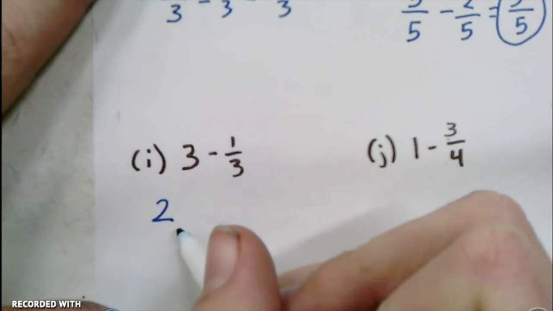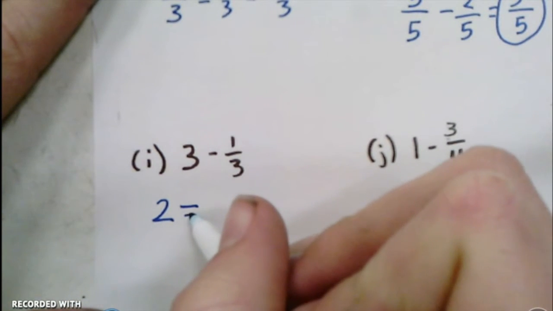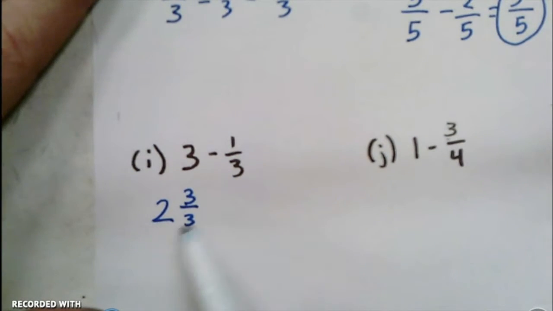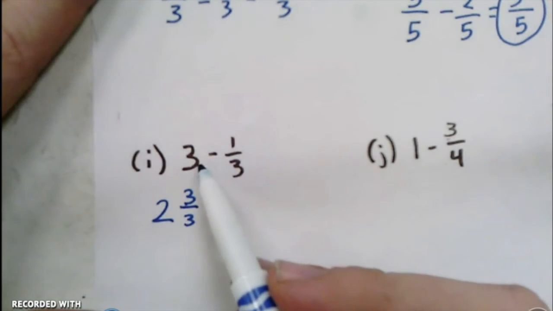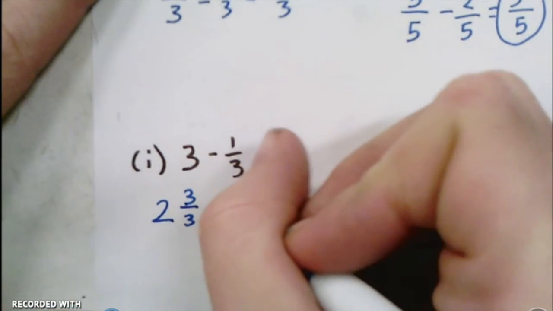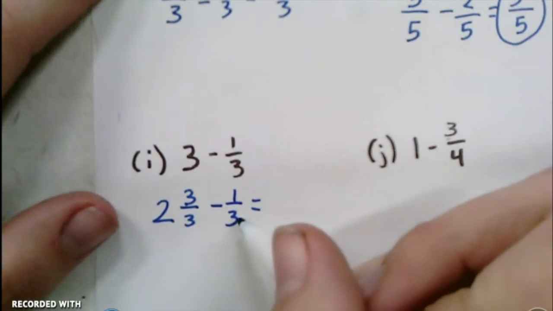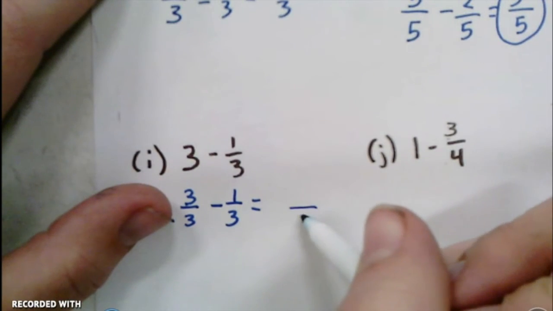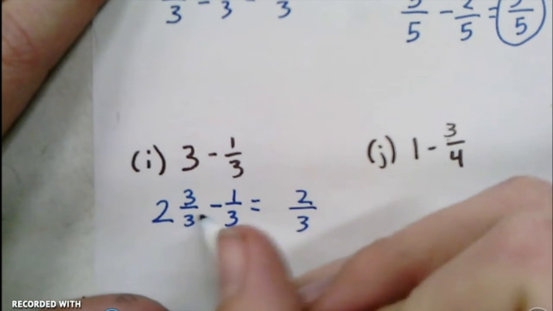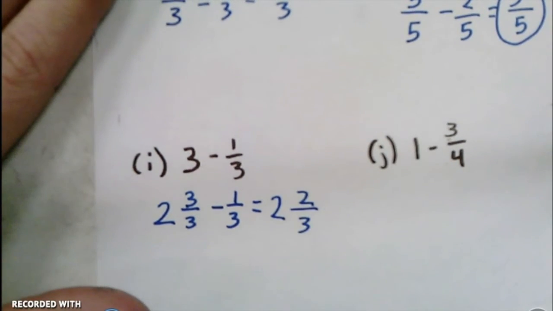And then my last whole, I'm going to rewrite. I want it to have a denominator of 3. And I know that it's got to be the same to equal it. So 3/3 is the same thing as 1, but when I rewrite it this way, it allows me to subtract a fraction from it. So if I subtract the fractions, my denominator is going to stay the same. 3 minus 1 is 2, and then 2 minus 0 is 2. So 2 2/3.